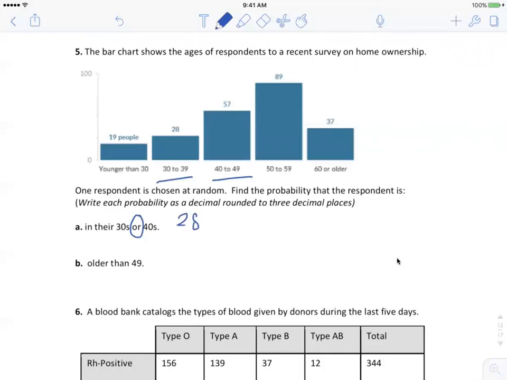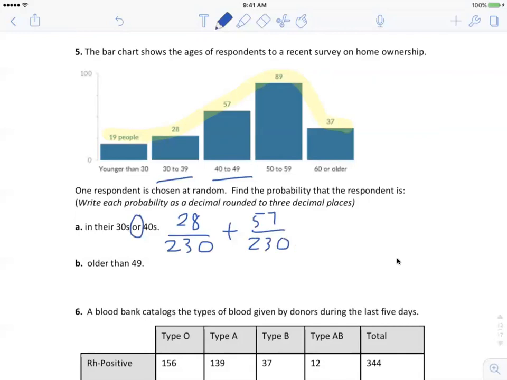It's 28 out of, well, what's the total number of people in the study? I don't know, but I would have to add up all of those, right? Get that total frequency on this one. Let me do that real quick. 19 plus 28 plus etc. That's 230. Okay. That's the probability of 30s. Probability of 40s is 57 over 230.